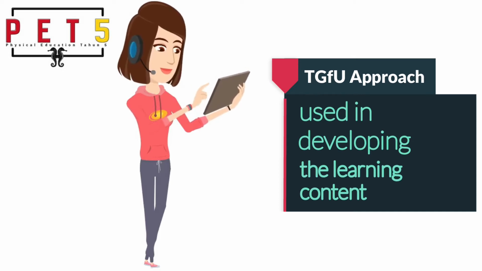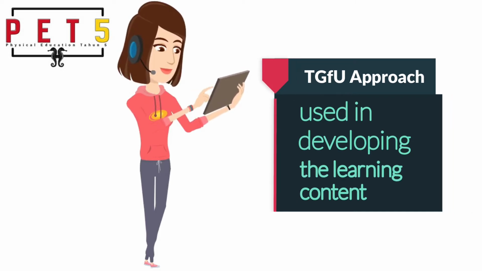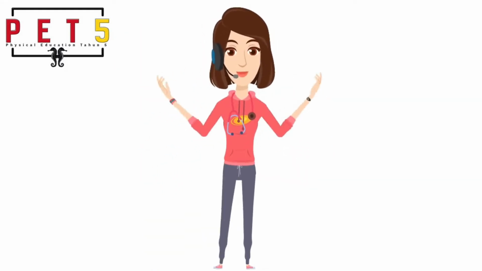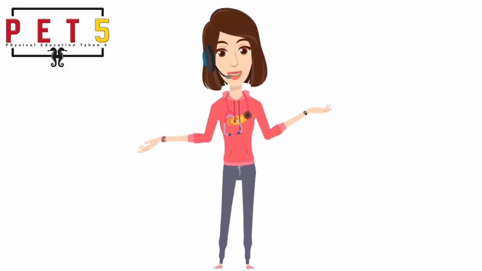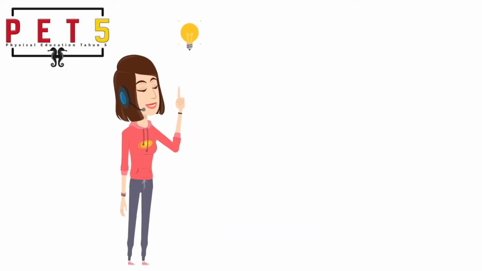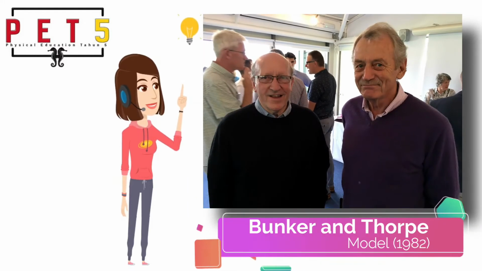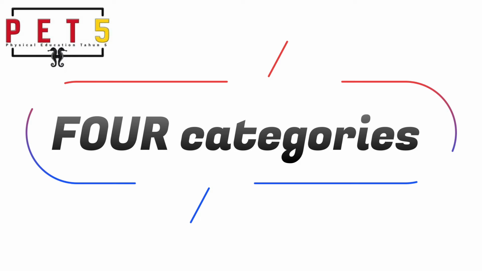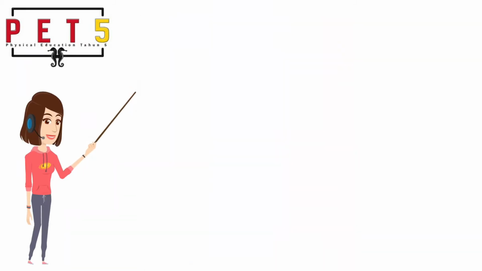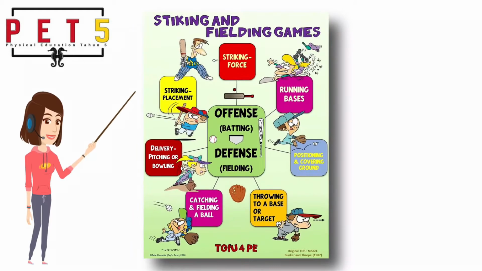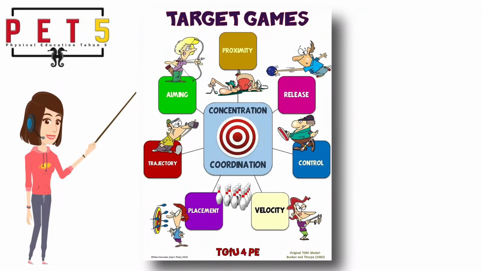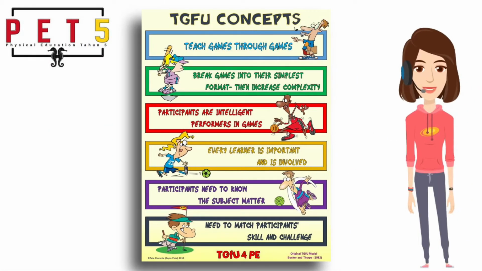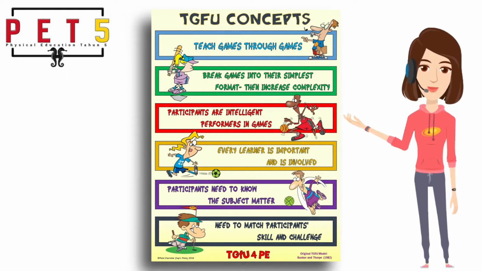TGFU approach is used in developing the learning content. Let us look into more detail on what TGFU approach is. TGFU approach is a bunker and top model. It has 4 categories as below: invention games, network games, striking fielding games, target games. PET5 focuses on invention games, which is teaching games through games.